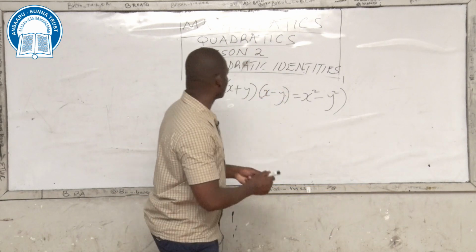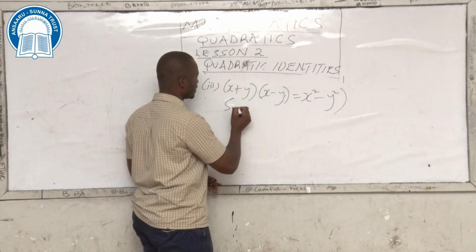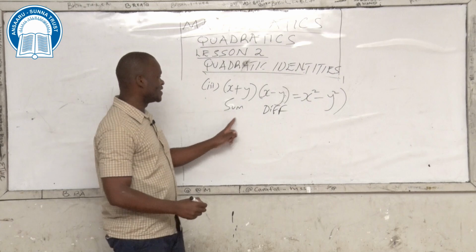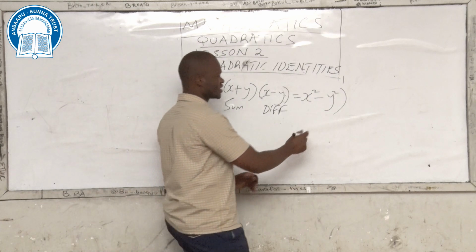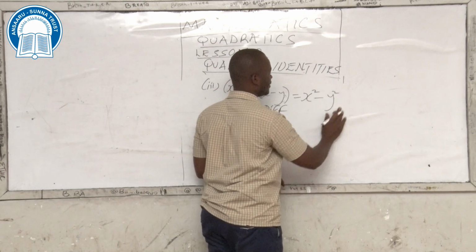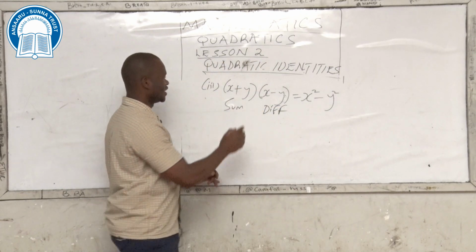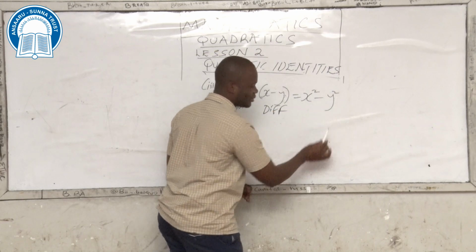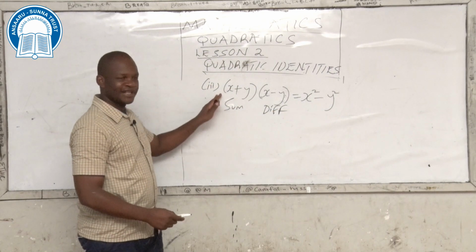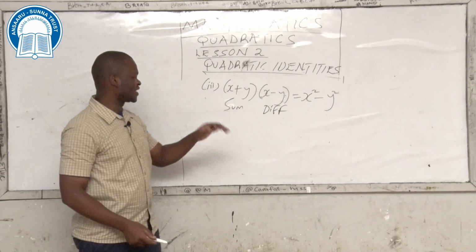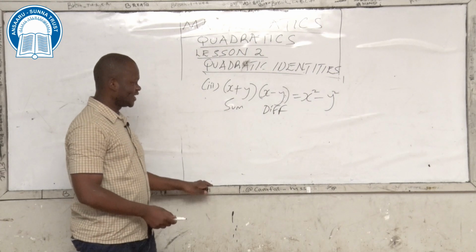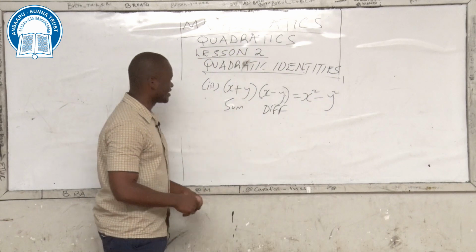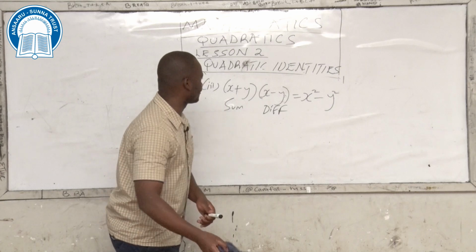So what do you call this? We call this sum, and we call that difference. So sum times difference will give you what? Will give you the difference of the squares. So the square of x is x squared, square of y is y squared. So I must insist this is a quadratic identity that is commonly tested in many examinations. So make sure you master this. I am going to do my best to make sure you get everything right.